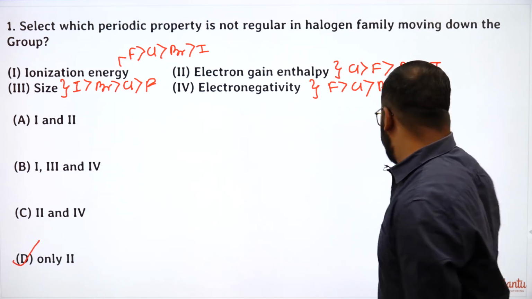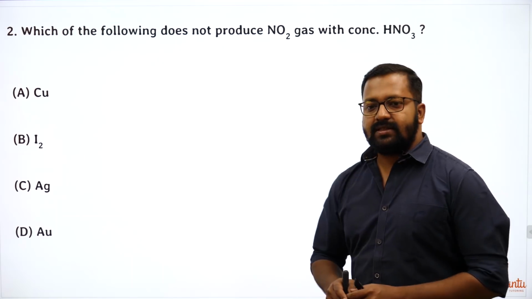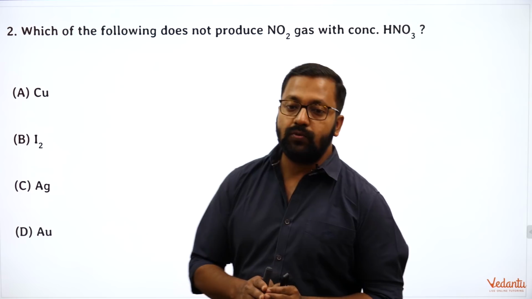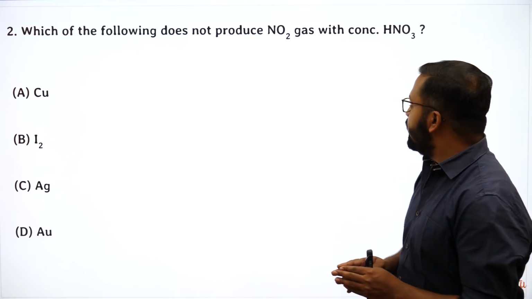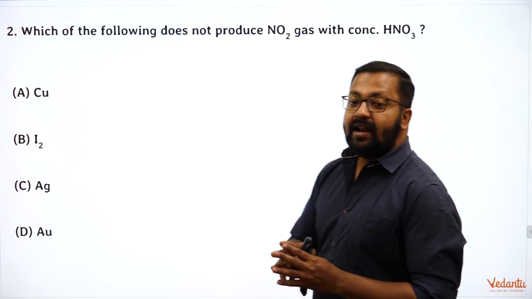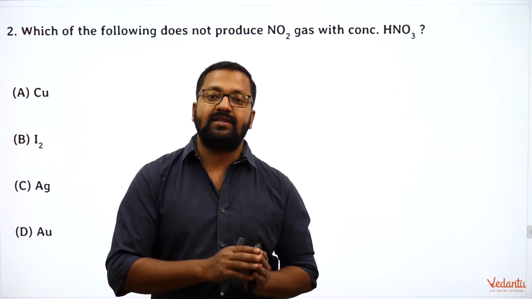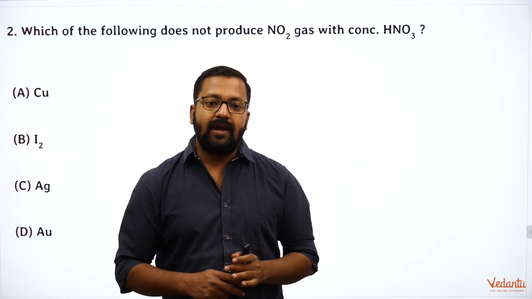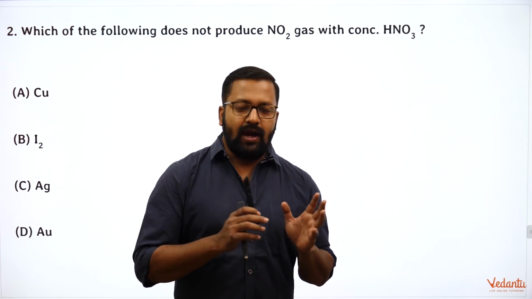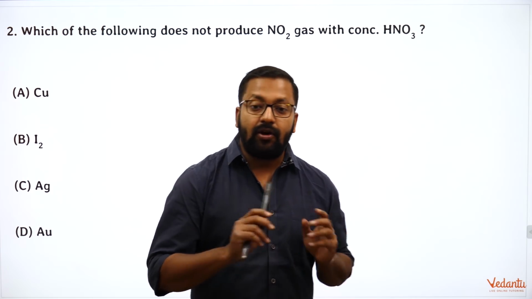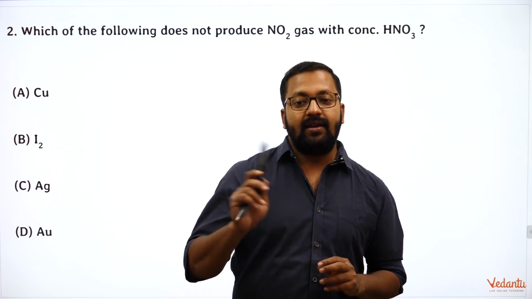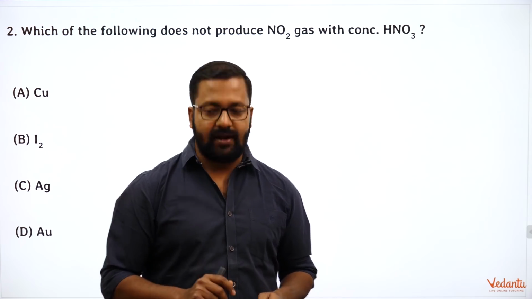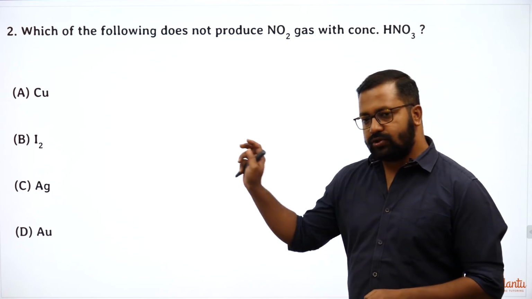So we move on to the next question. Which of the following does not produce NO2 gas with concentrated nitric acid? Questions on the reaction of concentrated nitric acid with metals and non-metals have been asked many times, and in one of my previous sessions, like General Inorganic Chemistry 1, I had taken an example of a reaction of a non-metal with concentrated nitric acid. So let's see how to solve this question.